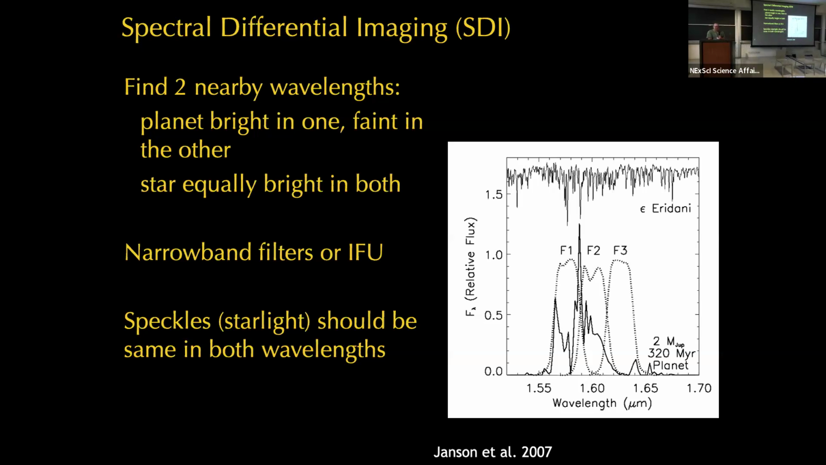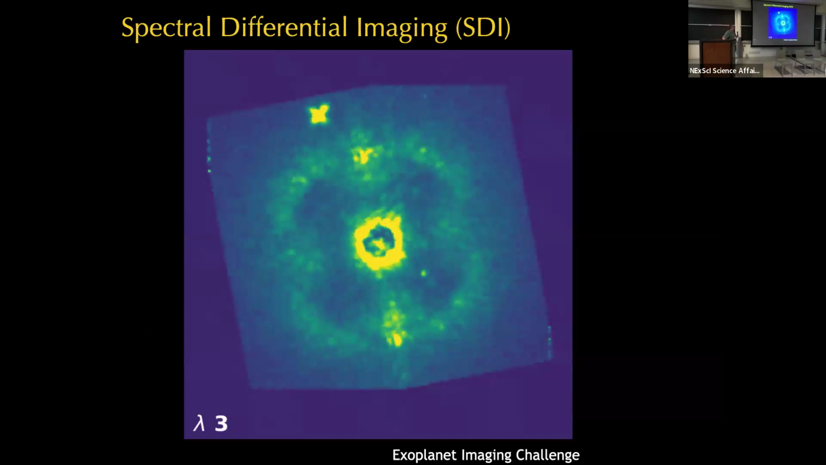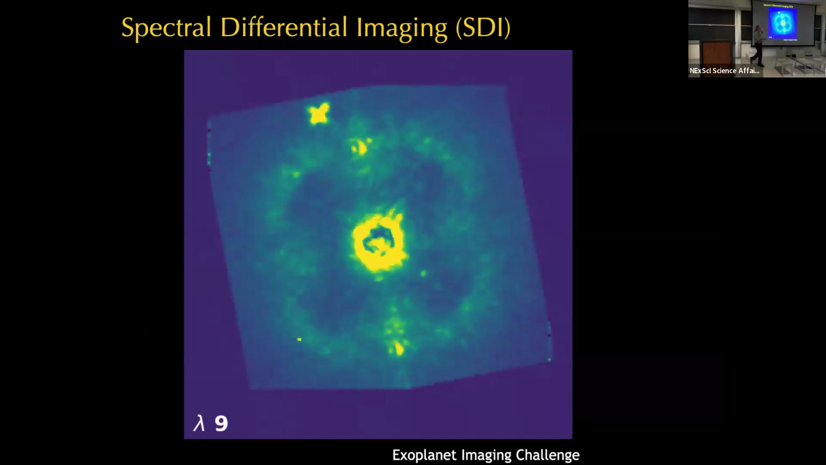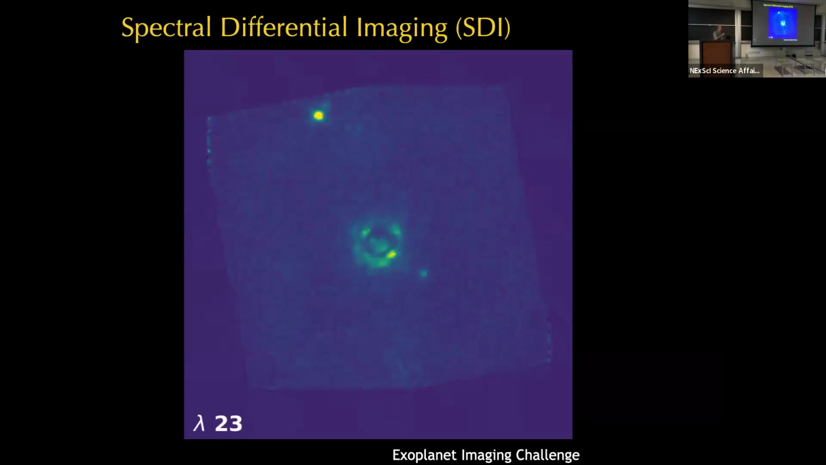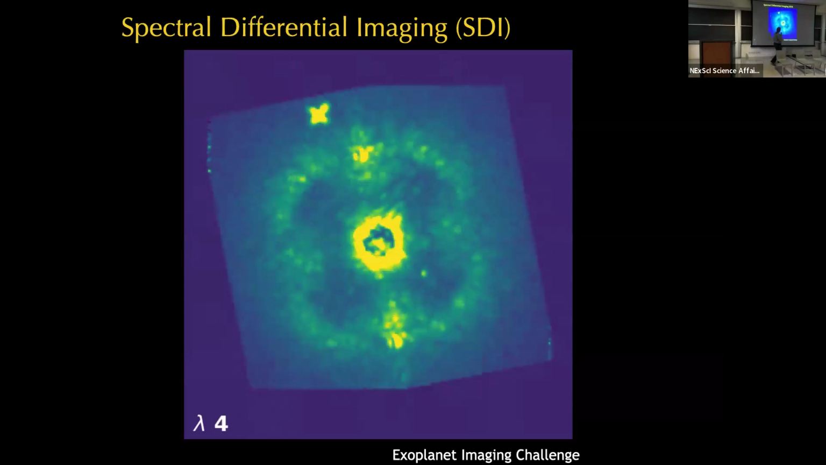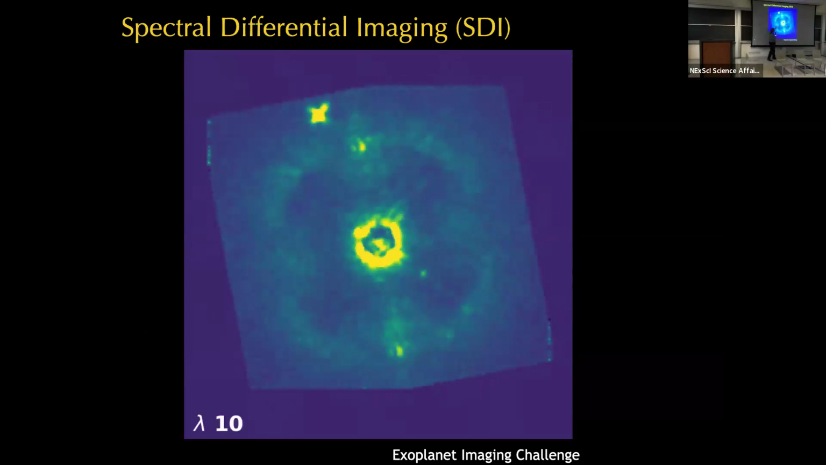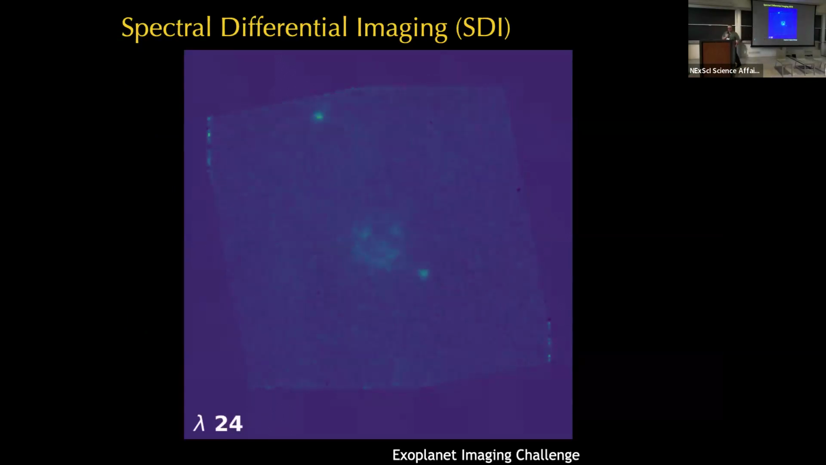This works really well, not just with narrowband filters, but with integral field spectrographs. I'll get to those a little bit later on in the talk. But you can think of an integral field spectrograph as taking a series of images at slightly different wavelengths. And this little movie is stepping through those wavelengths. As it steps through increasing wavelength, you see the speckle pattern here slowly moving out, going to larger and larger separations.